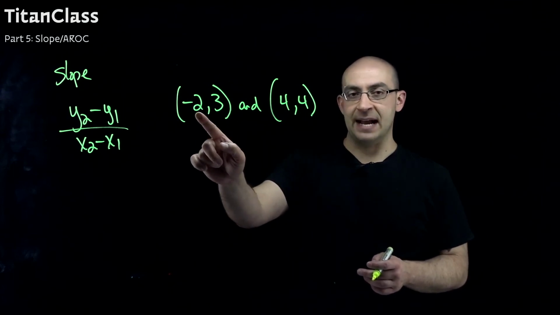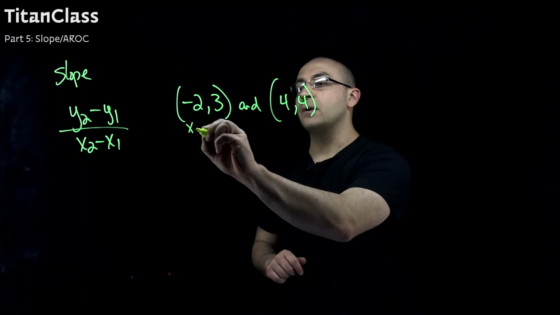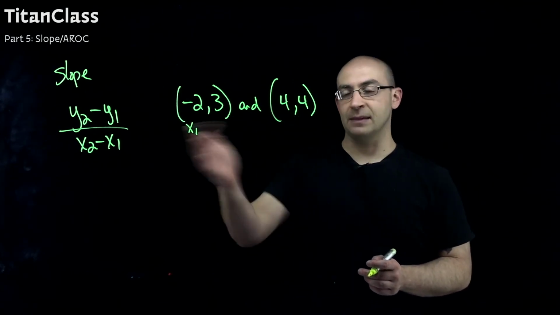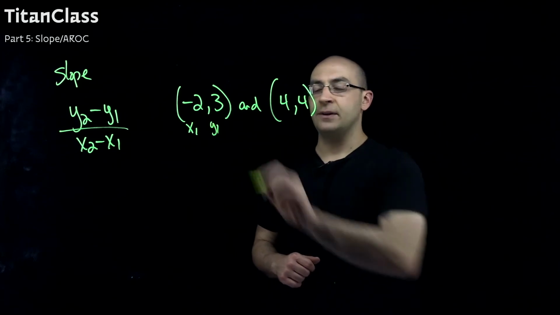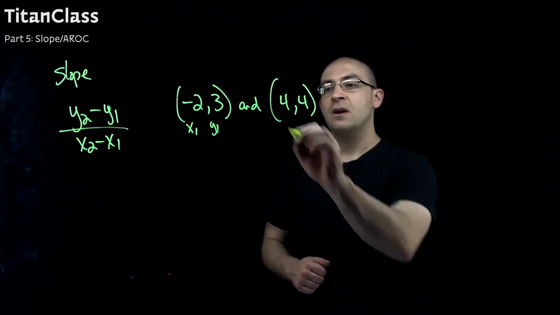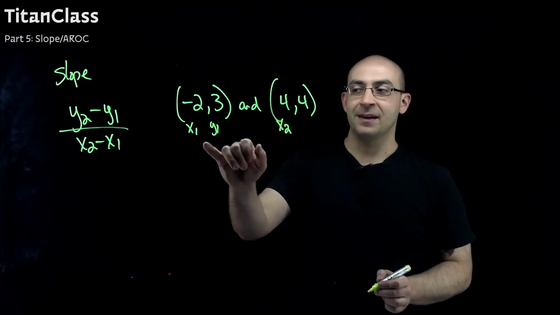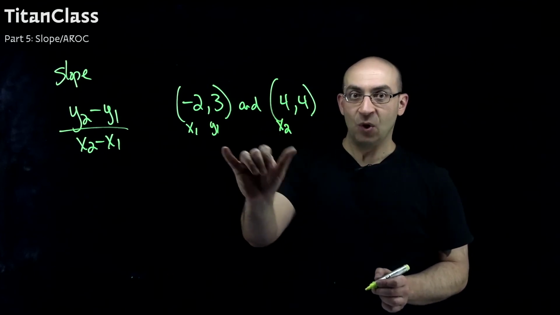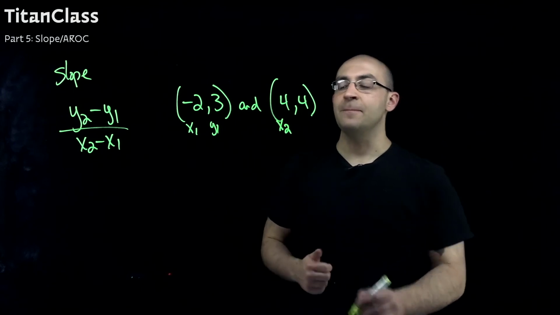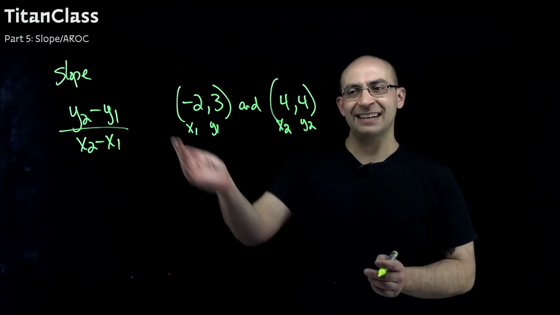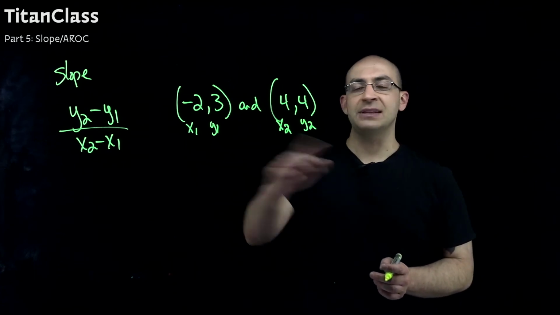That negative 2 is an x value. But it's the first x value that I see from left to right, or the first x value that I read from left to right. 3 is a y value. It's the first y value I see. 4 is another x value, but it's the second x value in order that I saw. That's why we label them this way. And then y2 is the second y value that I see. So we're reading it left to right, like a book. So we have to label it as such.